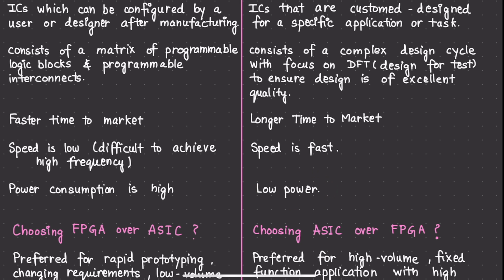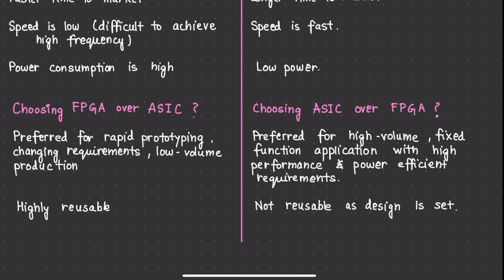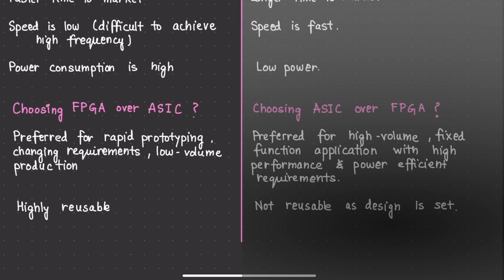Now, the question would be, how would you decide whether you want to choose an FPGA or an ASIC? See, it totally depends on what you want to achieve. FPGAs are preferred when we are doing prototyping. This is preferred for rapid prototyping when our requirements are changing, because this IC offers us a lot of flexibility. And if you're going for low volume production, and something which is highly reusable, what are we going to go with? We are going to go with FPGA.